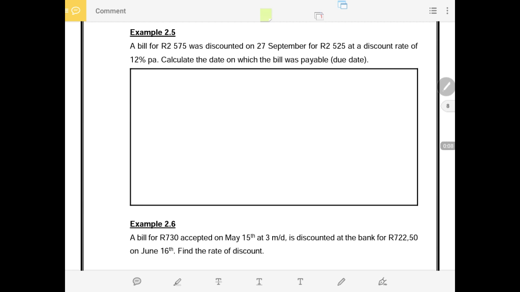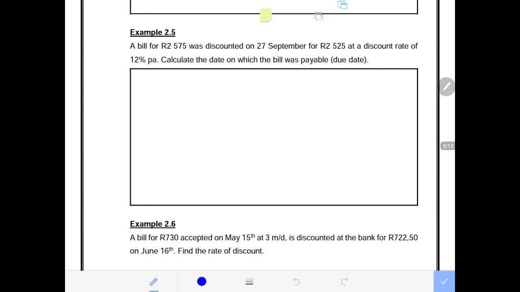Now I will be combining example 2.5 and example 2.6. Example 2.5 and example 2.6 say that a bill for 2,575, which is the face value of the bill, was discounted on the 27th of September for 2,527. This is the cash that we received after the bank has deducted its portion. And remember, the portion of the bank is called the banker's discount.